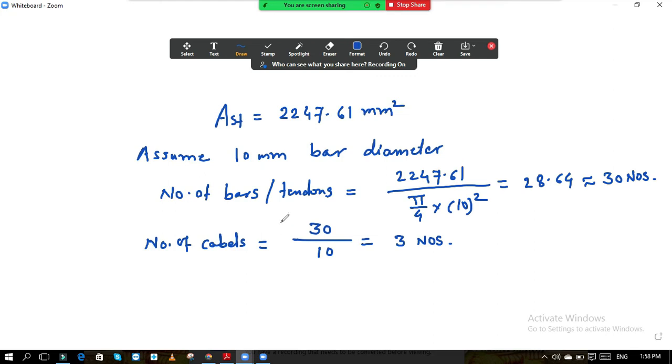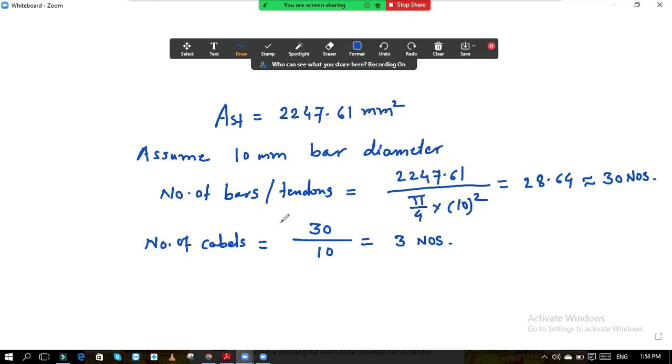समजते का? नंबर ऑफ बार्स पर्यंत तुम्ही कॅल्क्युलेशन आधी सारखंच केलेलं आहे. There is no change. But after the calculation of number of bars we are going to calculate the number of cables. आपण काय कॅल्क्युलेट करतोय? नंबर ऑफ केबल्स. एका केबल मध्ये किती बार आहेत? 10 बार आहेत. You can take 8 to 12 bars in one cable, or 10 bars, or 12 bars. Here we have taken 10 bars. So for 30 bars, how many cables are required? 3 cables are required.